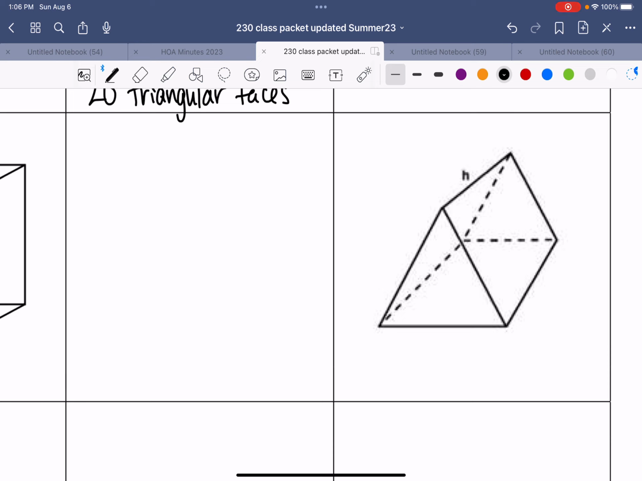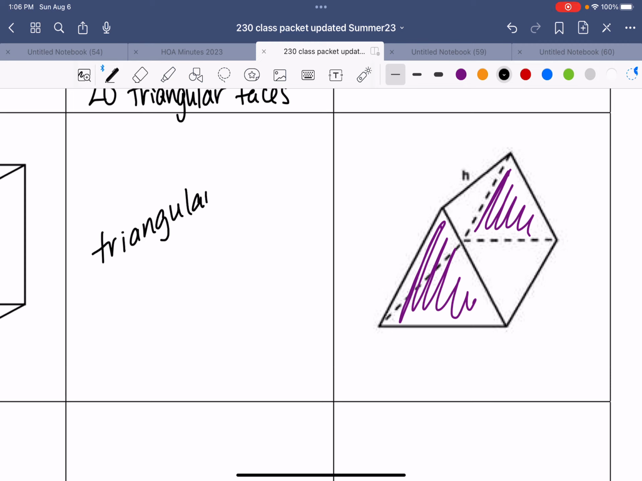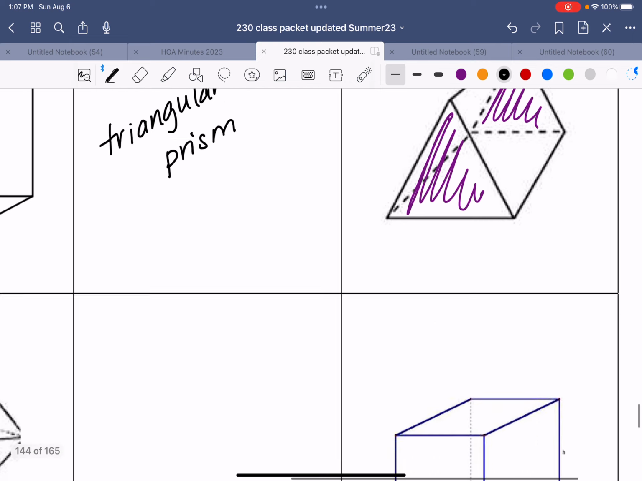This next one, notice that we've got a triangle on this end, a triangle on this end, and then rectangles connecting those. This is a triangular prism. I drew this a few times for you. Okay, triangular prism. We're going to talk in a little bit about how you name these, but for now, just know this one's a triangular prism.